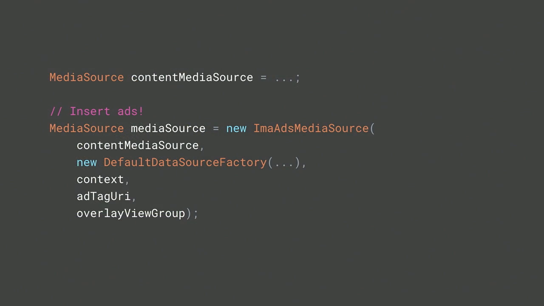So we've actually pushed this to our development branch today if you want an early preview, if you want to try inserting ads in your content. It's very easy to use. So you take your content media source, and you pass it into the constructor of an IMA ads media source, along with an ad tag URI, which defines what ad playlist to load. And it also takes an overlay view group, which interactive media ads will use to show any ad user interface on top of your player, like a skip button, for example.